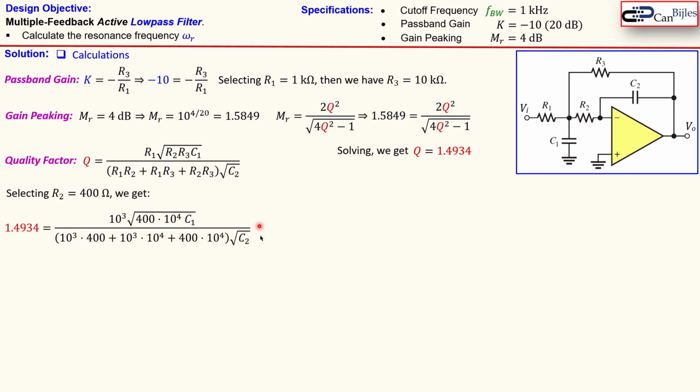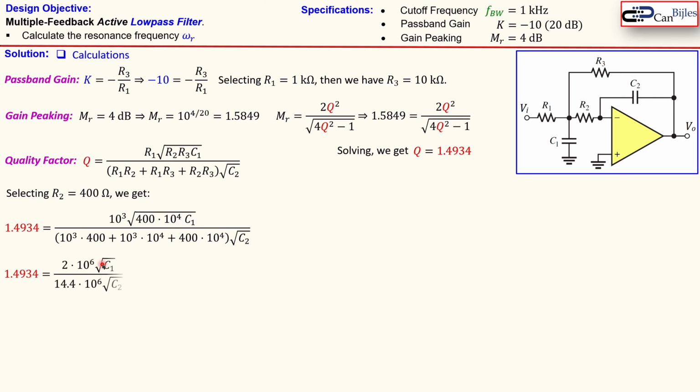then we have 1.4934, which will be equal to that one. You see here this 1000, so 1 kilo ohm, 400, times 10,000, which is our 10 kilo ohm for R3, times C1, which is still unknown. The product of these 3 resistors in this format gives values, and again the square root of C2, which is still unknown. What you see here is everything is known except the capacitors C1 and C2, but they are of course also in the square root.